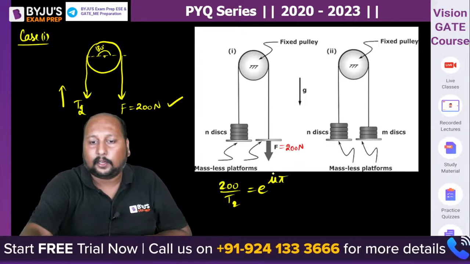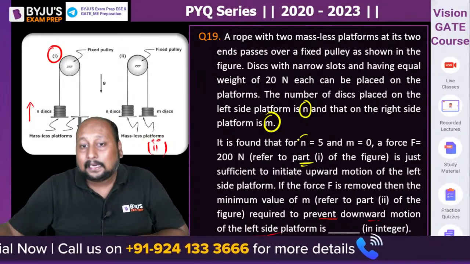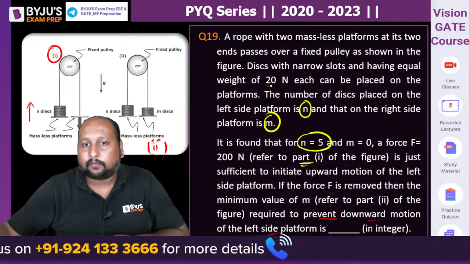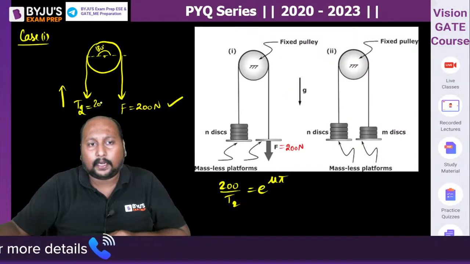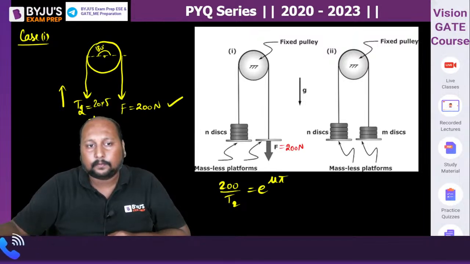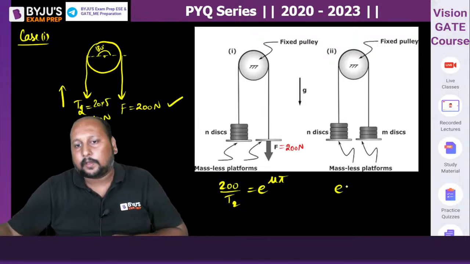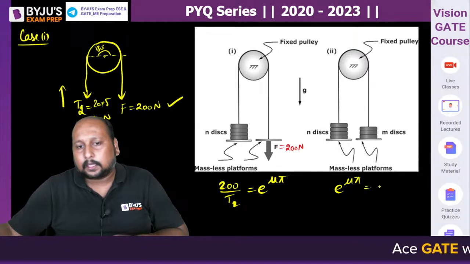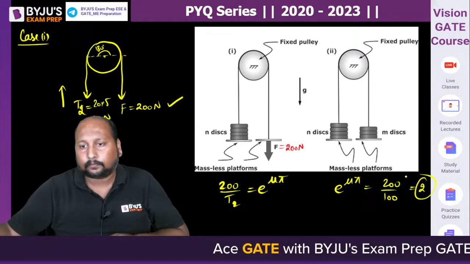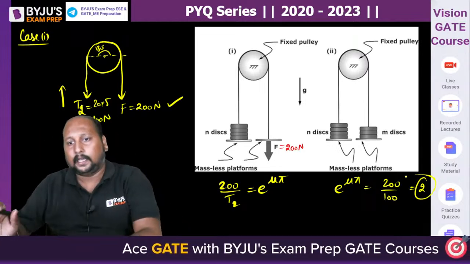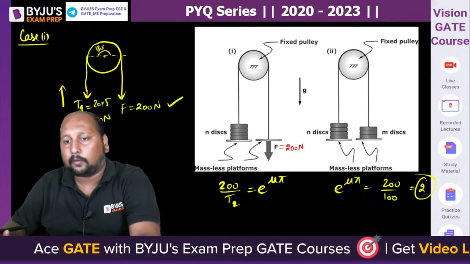And what is the value of T2? They are saying that you are applying 5 discs, each having a weight of 20. So what is the value of T2? That is equal to 20 into 5, that is 100 Newton. So T2 equal to 100 Newton, so e to the power mu pi is equal to 200 by 100, that is equal to 2. Okay, fine. We calculate e to the power mu pi equal to 2.